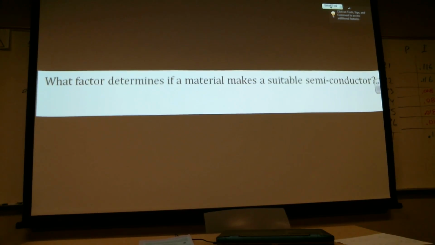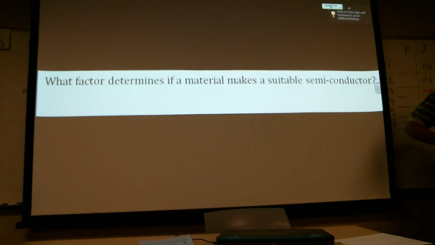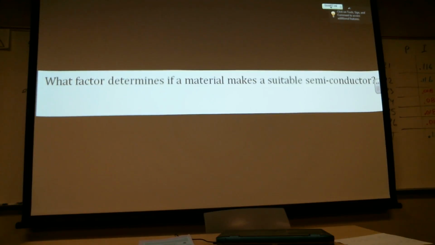That's the same answer. It's the number of electrons in the valence shell. Fewer electrons is a better conductor. More electrons in the valence shell is a better insulator. And then a semiconductor, there's no line where something becomes one or the other. What determines if a material makes a suitable semiconductor literally boils down to the number of electrons in the valence shell. You can simply say that. Fewer electrons makes a better conductor. More is less, less is best.